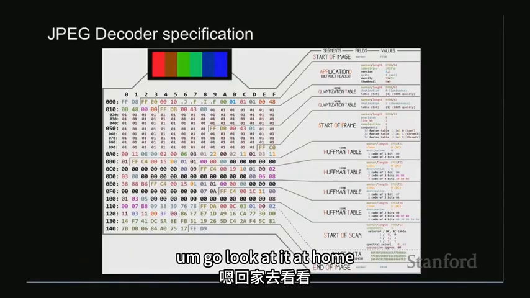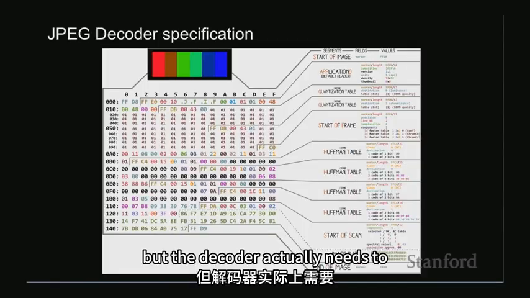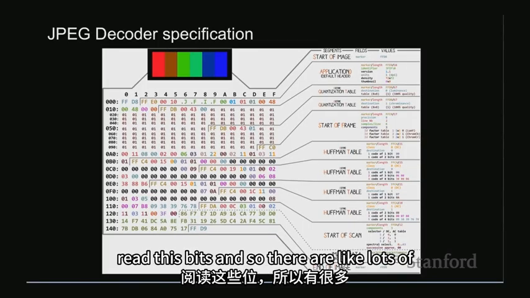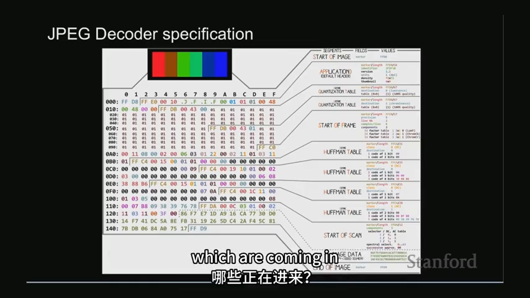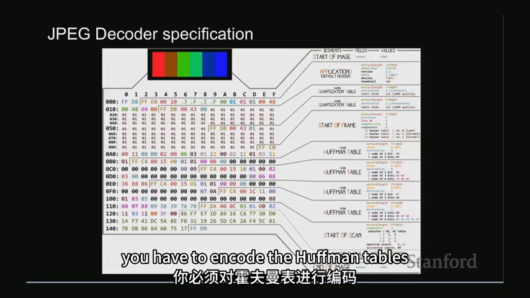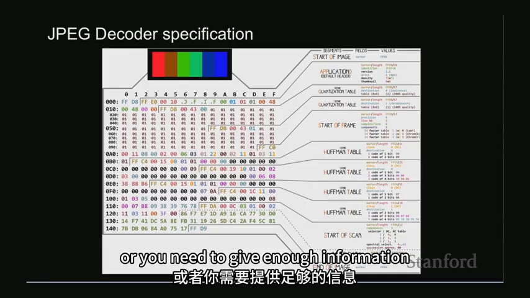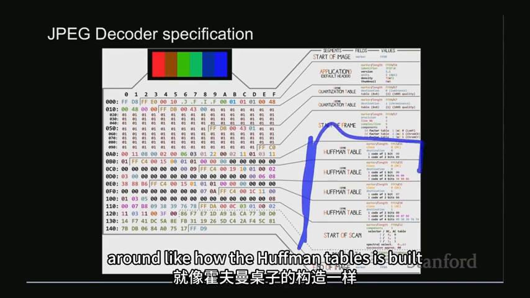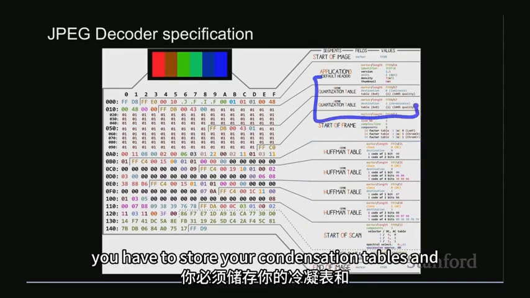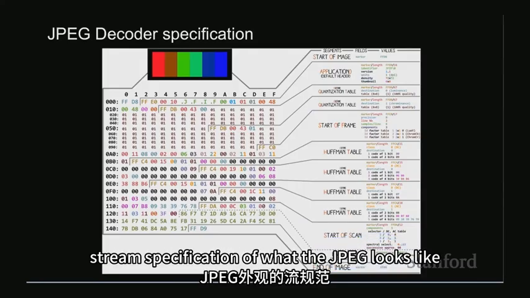Go look at it at home. So this is just a JPEG decoder specification. We looked at the encoder, but the decoder actually needs to read these bits. And so there are lots of, again, star marks on, oh, you have to tell it how many heights and widths of the pixels which are coming in. You have to encode the Huffman tables. Remember again, the homework 1 problem, you either need to communicate the Huffman tables or you need to give enough information so that the Huffman tables can be built. So a lot of stuff is around how the Huffman tables are built. You have to store your quantization tables. And then here is your image data in this whole thing. But this is just a bitstream specification of what the JPEG looks like.